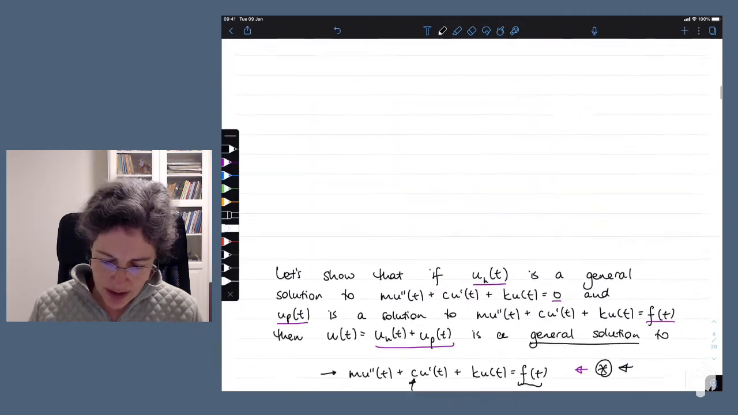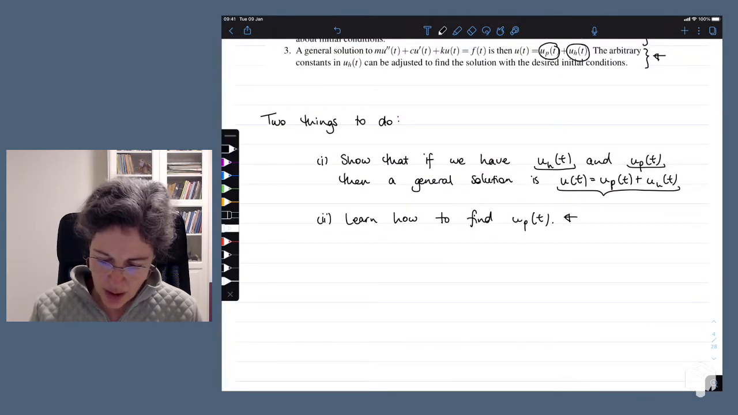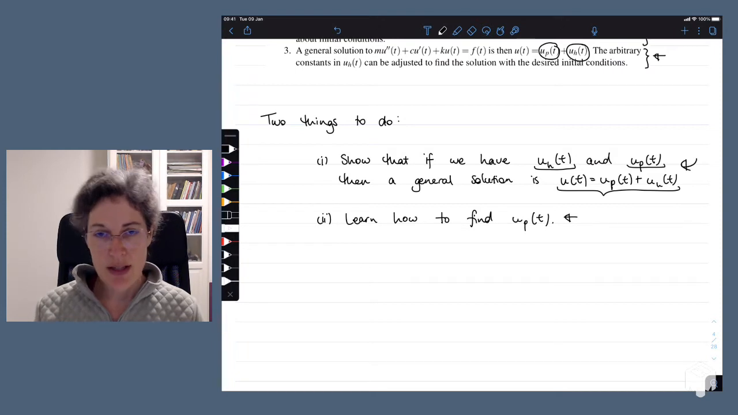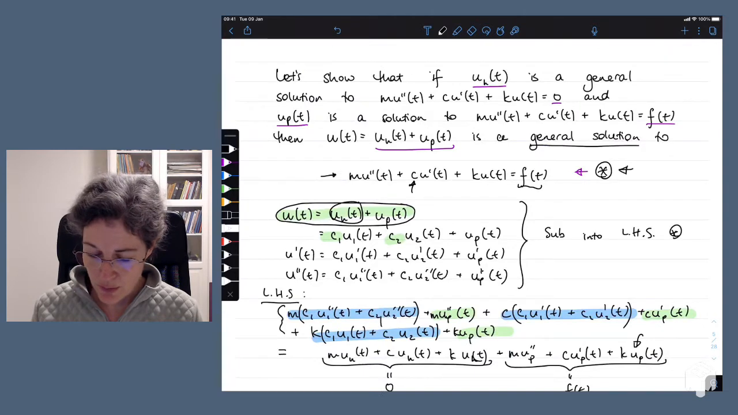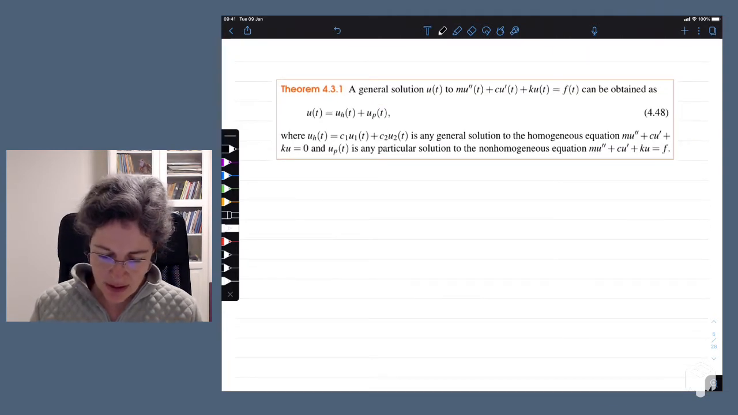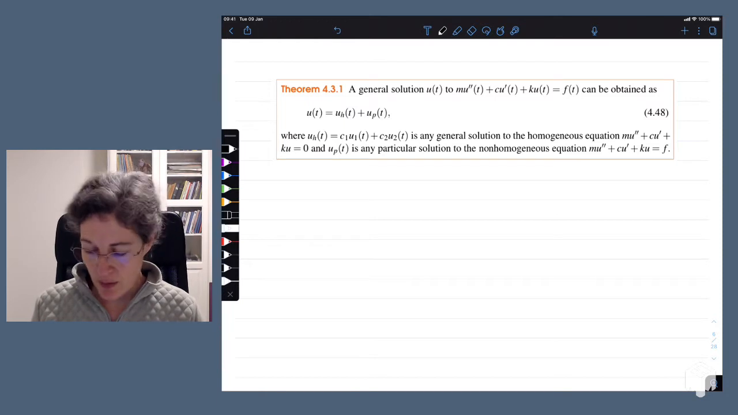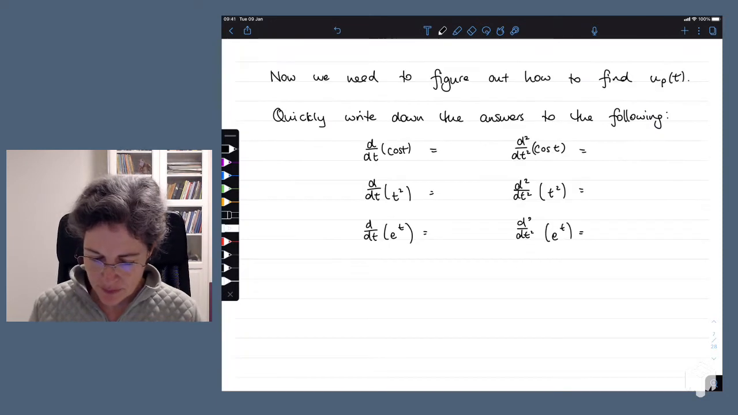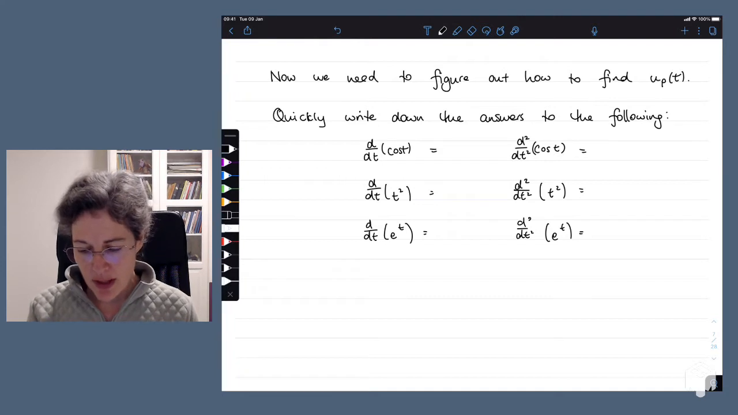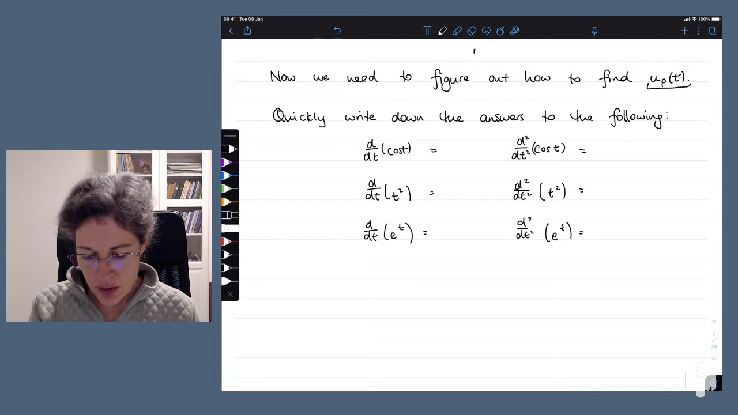Okay, so we have quickly ticked off the first thing that we needed to do here, which was to show that this crazy idea that we have of combining the homogeneous general solution and a particular solution to the forced equation is a solution. Now we need to know how to find a particular solution to the forced differential equation. So here I've just summarized what we've got. It's a theorem. Okay, so how do we find a particular solution? So remember, we're trying to find a solution to something like this.